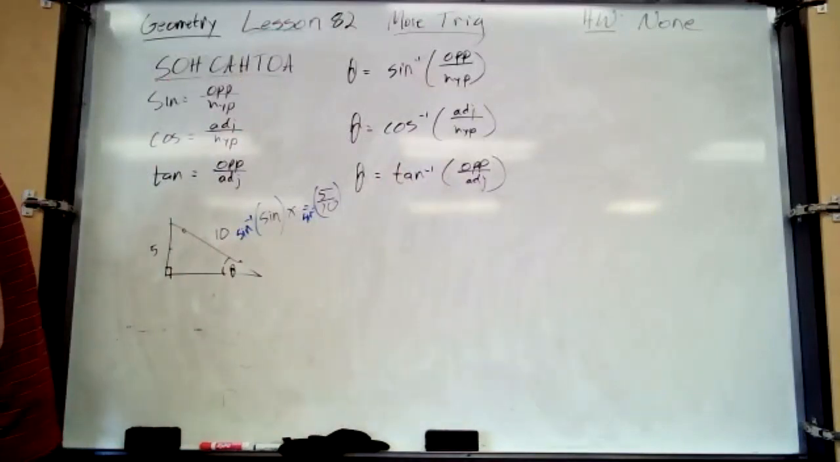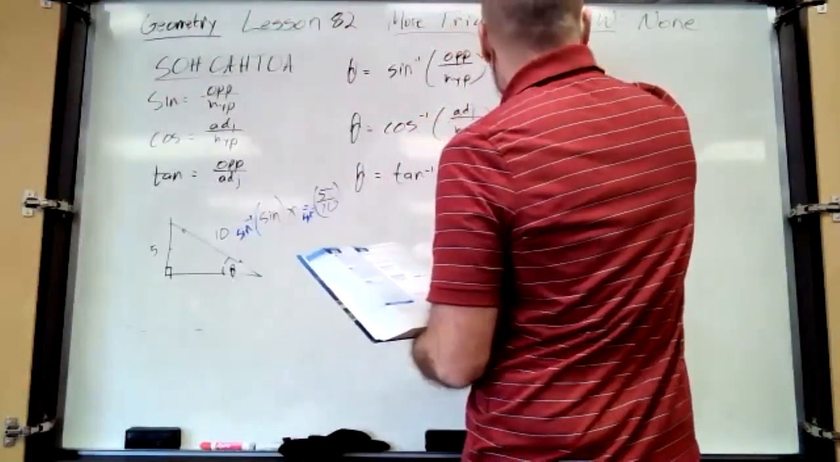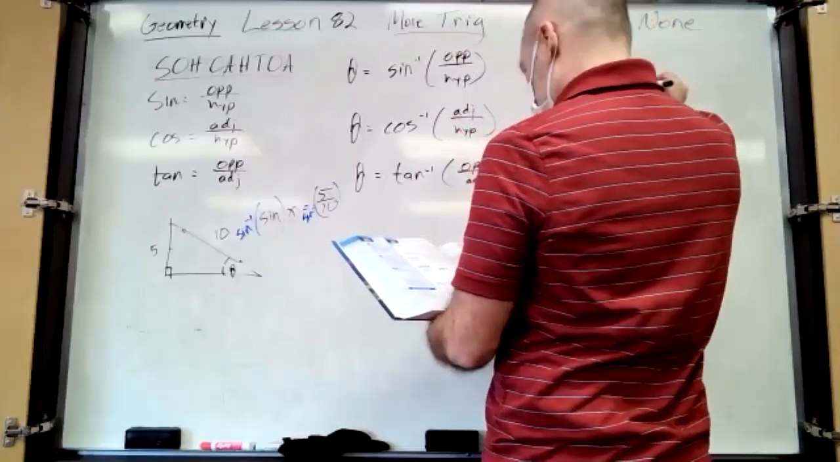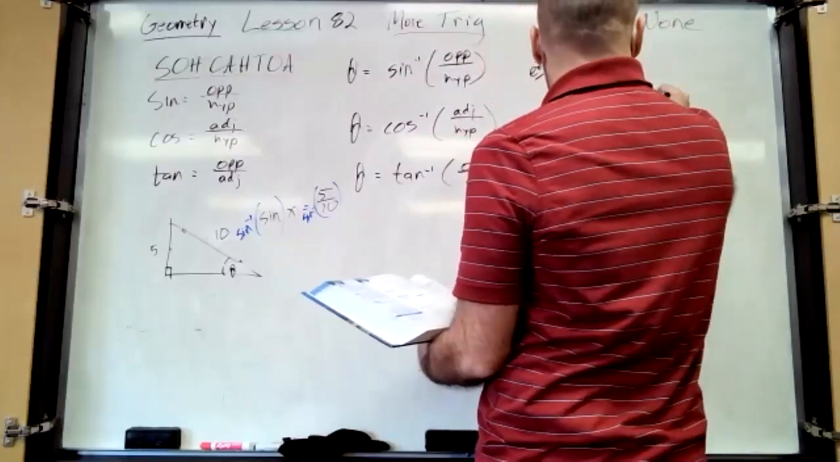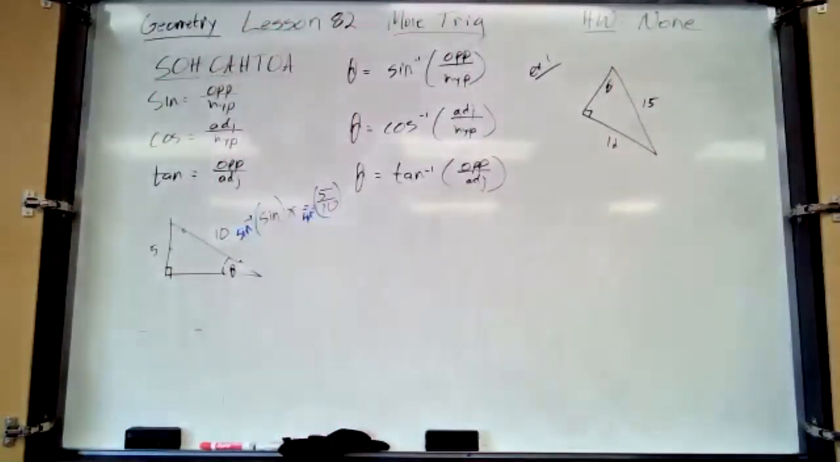All right, so let's try an example. I'm going to find theta to the nearest degree. Here's example 1. Here's my triangle. Here's my theta. Here's some numbers. So what trigonometric function are you going to use? Inverse cosine, inverse sine, or inverse tangent? What sides are you given in relationship to theta?